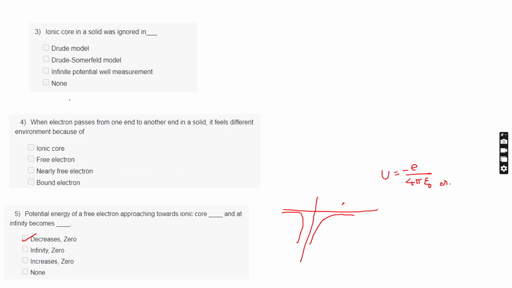Now if you see this one, third question, ionic core in a solid was ignored in which model? Drude's model and as well as the Drude-Sommerfeld model. Now see, when an electron passes from one end to another end of a solid, it feels a different environment because of the ionic cores. Like all of these, right? Ionic cores begin for free electron, nearly free electron and bound electron.